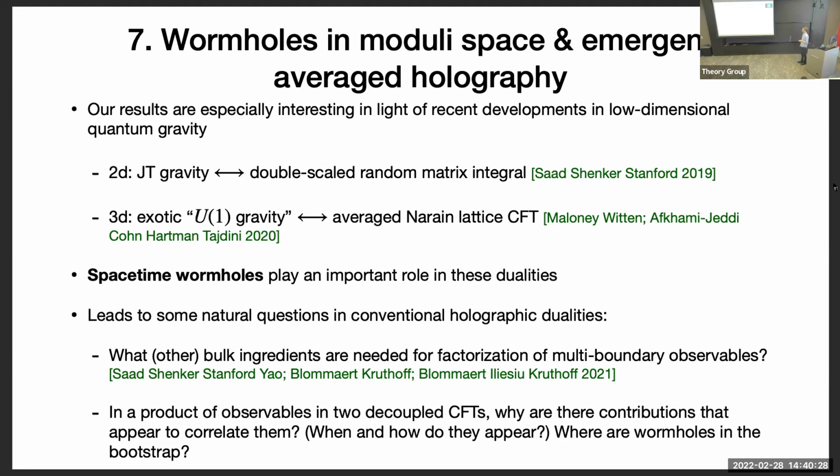But on the other hand, on the boundary, if you look at a product of observables in two decoupled CFTs, you could ask why there are contributions that appear to correlate them. And when and how do those things appear? And more broadly, where are wormholes hiding in the bootstrap? And this is the question that we have a bit more of a handle on.